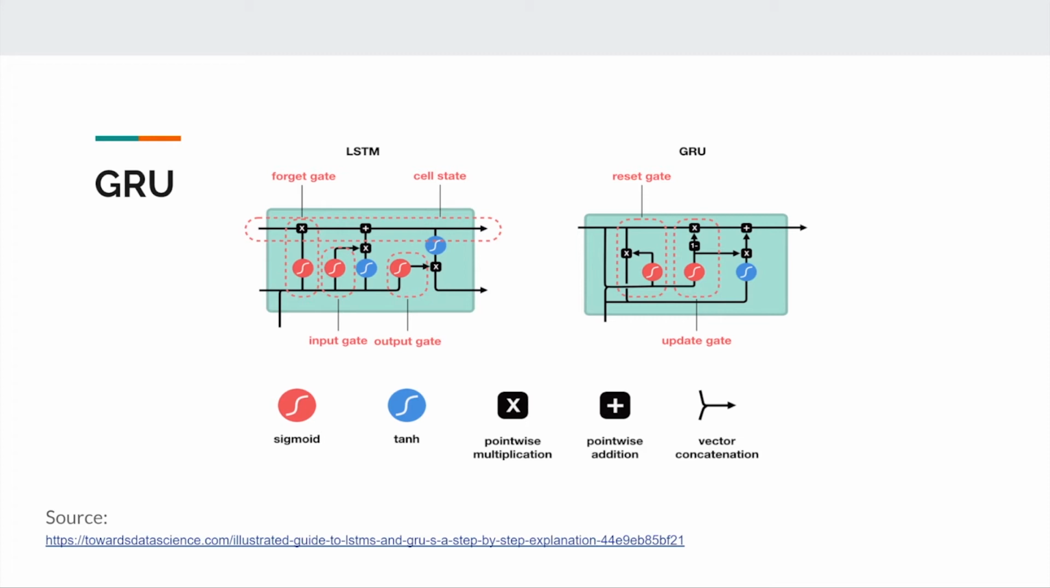So gated recurrent units have fewer gates than LSTM models, and they just have two gates, a reset gate and an update gate. The reset gate could decide how much of the past information to forget, and the update gate could decide how much information to forget and how much new information could be added.